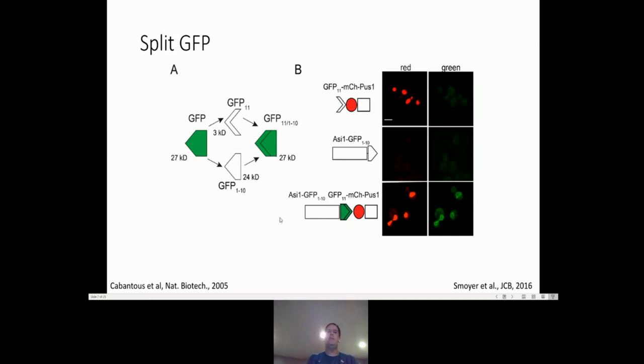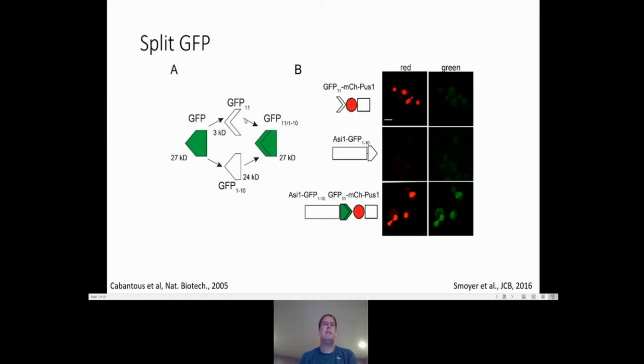And so we're going to screen this inner nuclear membrane proteome with a method that's often referred to as split-GFP. Some people call it bimolecular fluorescence complementation. And it was described in this Nature Biotechnology paper in 2005.